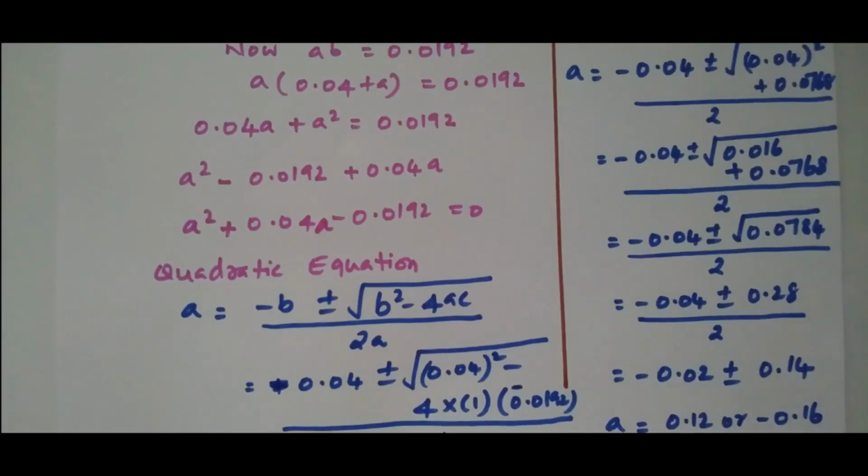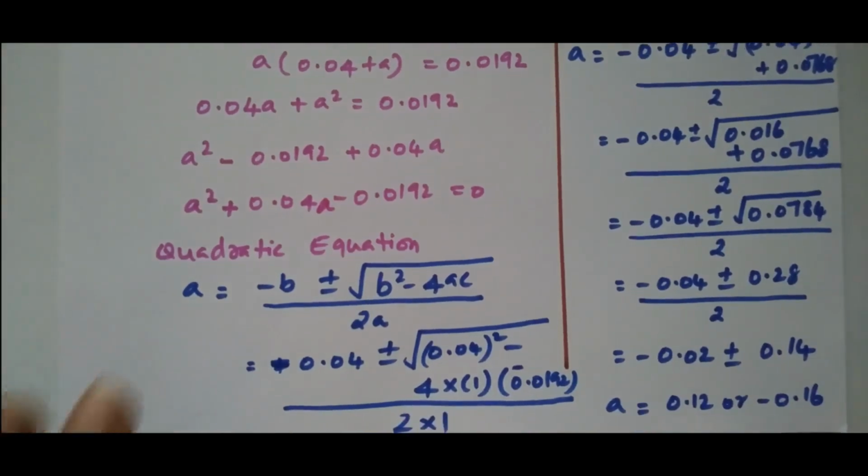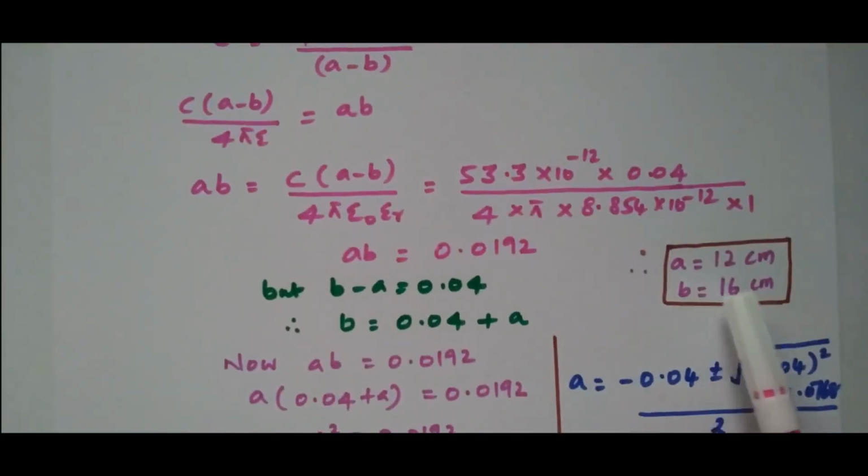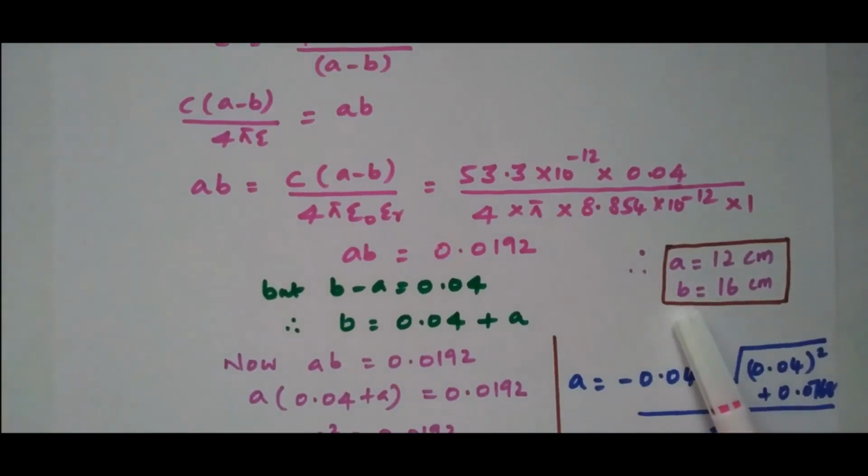So while doing this, what did we get? 0.12 and minus 0.16. These two values are possible, either 0.12 or minus 0.16. But the value will not be negative. The value will be positive, so we can take A equal to 0.12 meter, which means 12 centimeter. B equal to 0.16 meter means 16 centimeter. Right? So A equal to 12 centimeter, B equal to 16 centimeter.